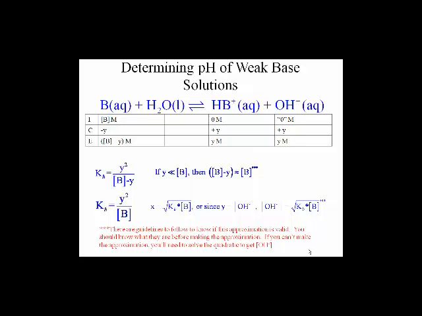Another thing to think about is if you solve this problem and your solution comes up with a pH value of less than 7, you very likely have made a mistake, and you should go back and double check things and make sure that you did indeed set this Y value for the hydroxide ion concentration.